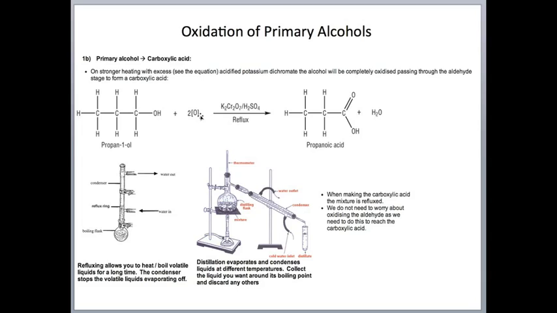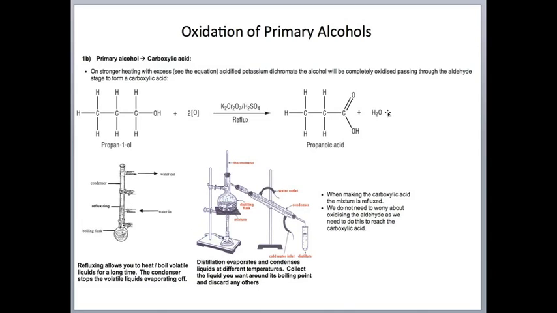This is done under reflux. Refluxing allows you to heat, boil volatile liquids for a long time. The condenser stops the volatile liquid from evaporating off. So this is what a reflux apparatus looks like.